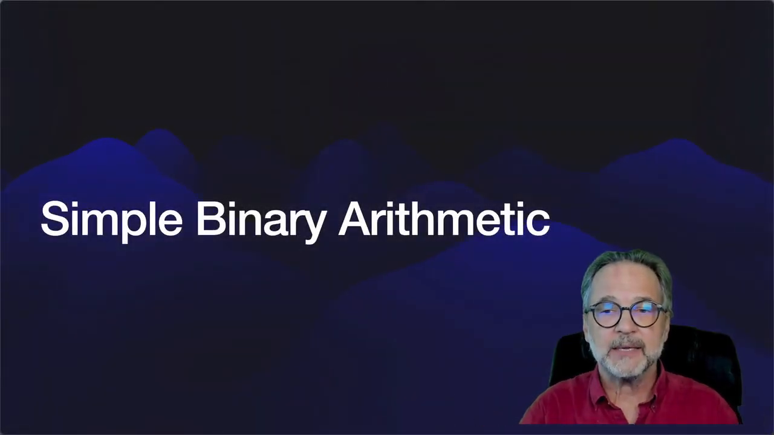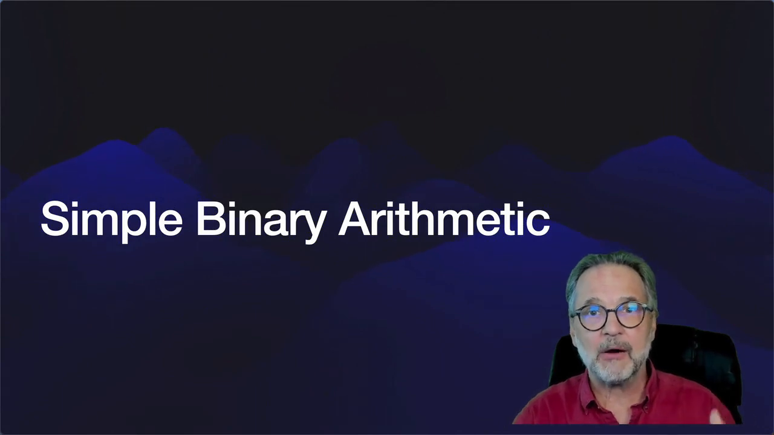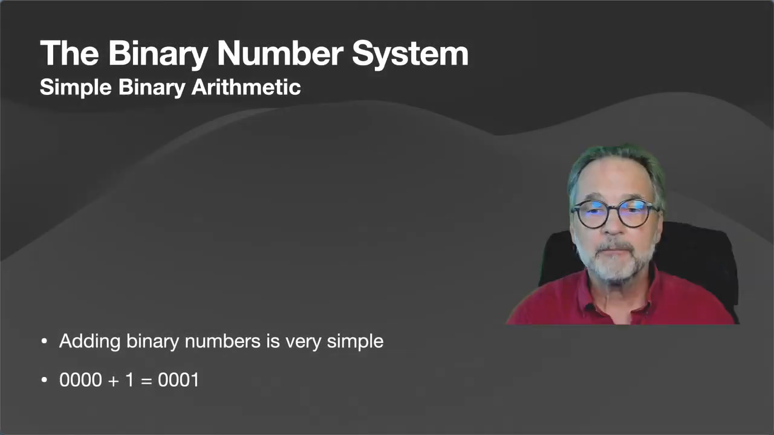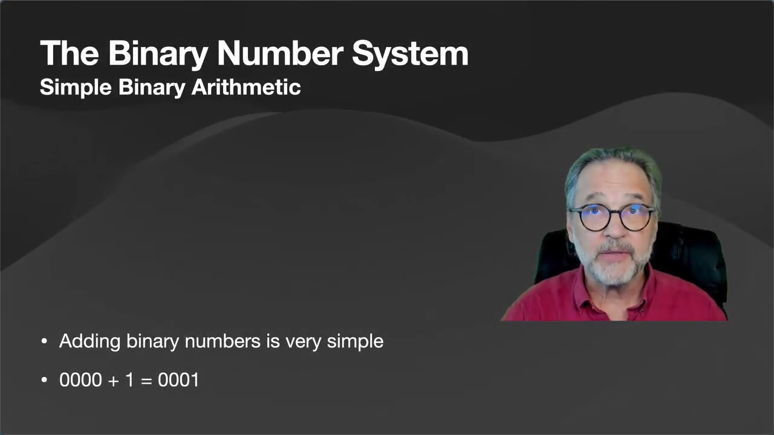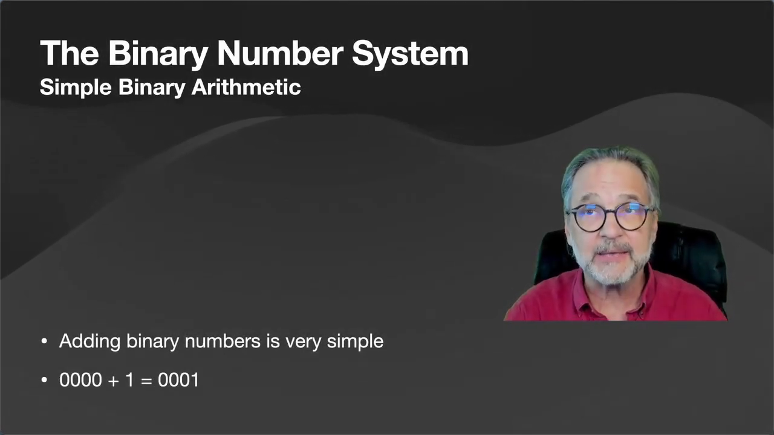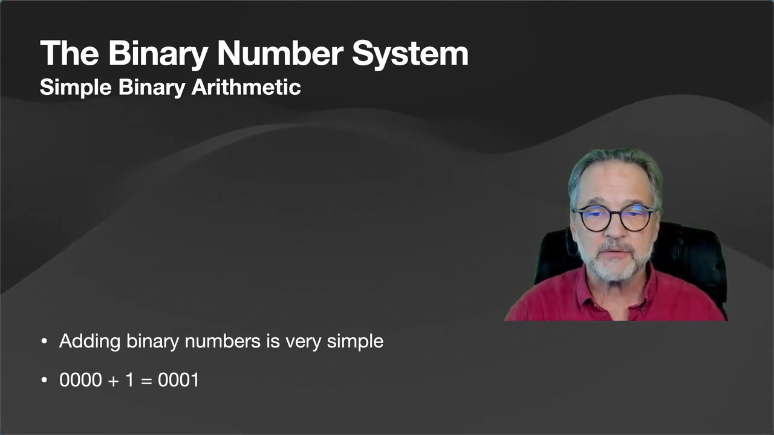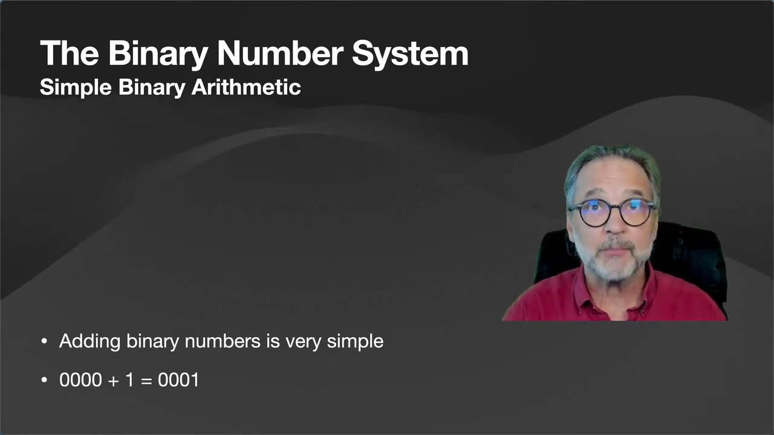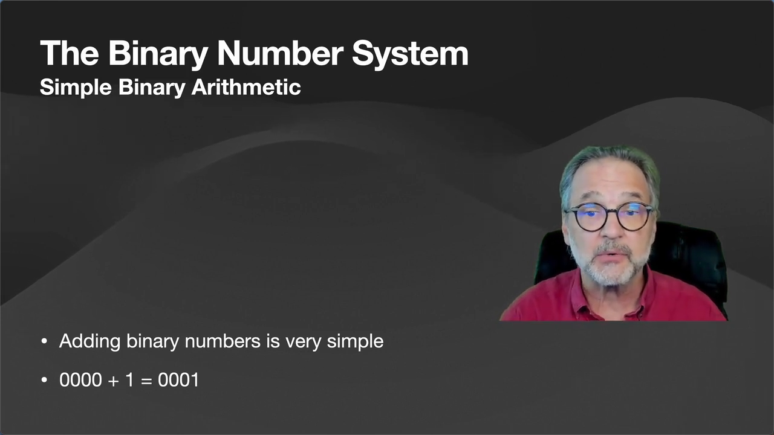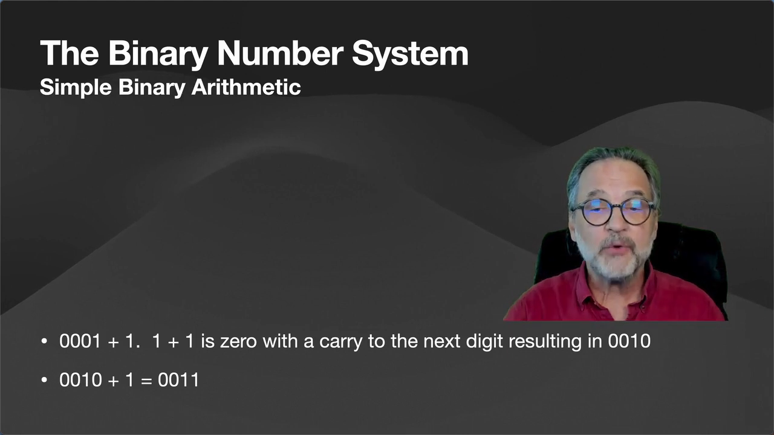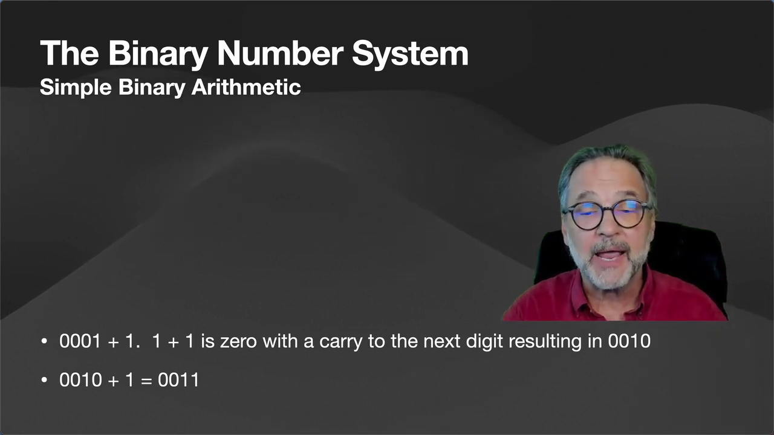So, the next thing, simple binary arithmetic. How do you add or subtract two binary numbers? Well, it is very simple. It's just like base 10, except you don't have 9 digits. You only have 2 digits. So in this example, we take 0, 0, 0, 0, we add 1 to it, we get 0, 0, 0, 1. What if we have 0, 0, 0, 1 and we want to add 1 to it?